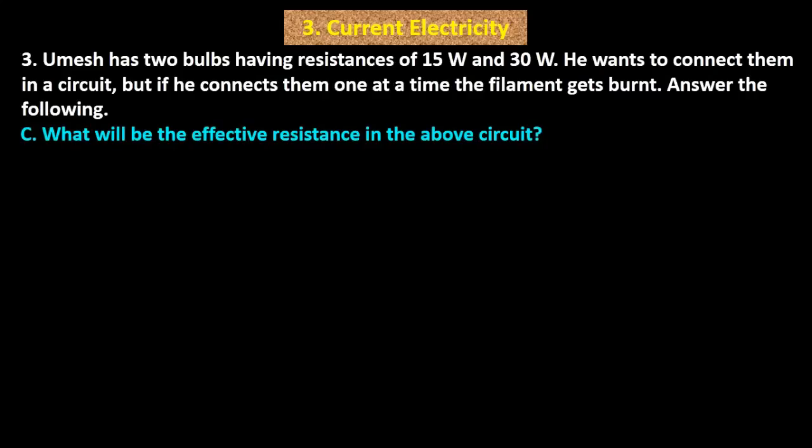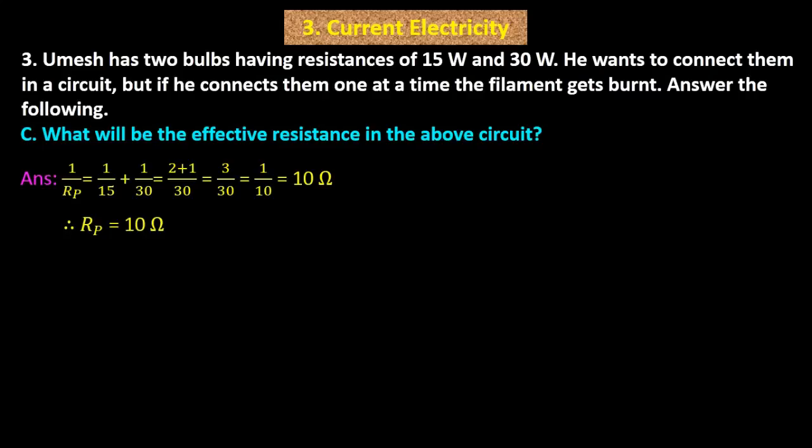C. What will be the effective resistance in the above circuit? Answer: 1/Rp, where Rp is the resistance in parallel, is equal to 1/15 + 1/30 = (2 + 1)/30 = 3/30 = 1/10. Therefore, Rp is equal to 10 ohm. Therefore, effective resistance is equal to 10 ohm.